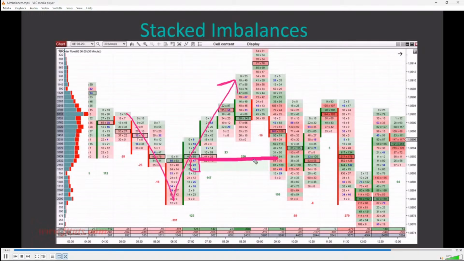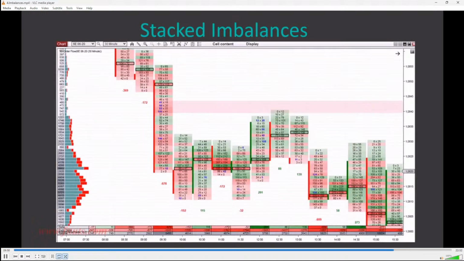So this is the support, price makes a pullback, and here we go. This is the reaction. Another one in here, very nice example of the stacked imbalances in a downtrend. So sellers are pushing the price downwards, and at this place you can really see the aggressivity of the sellers. 4 stacked imbalances right there.